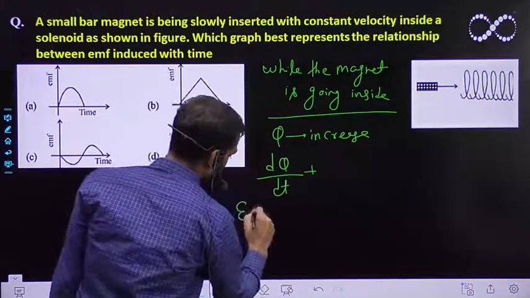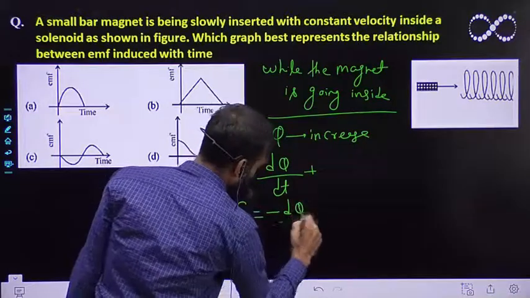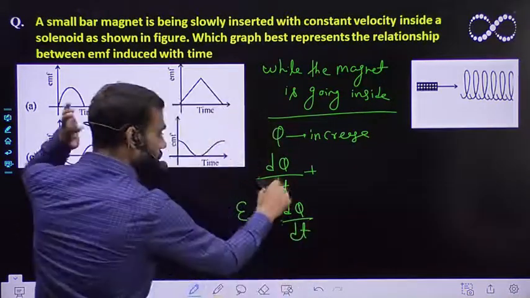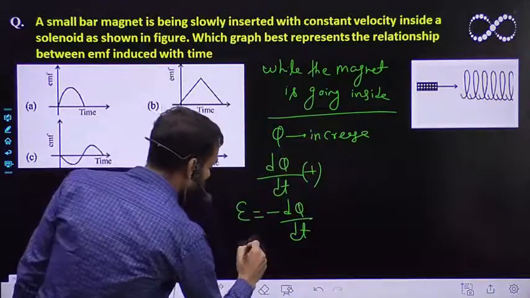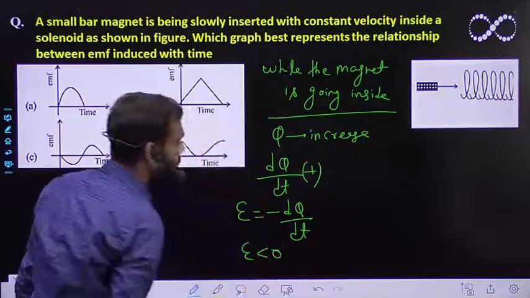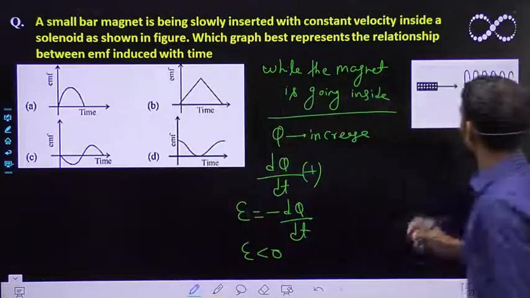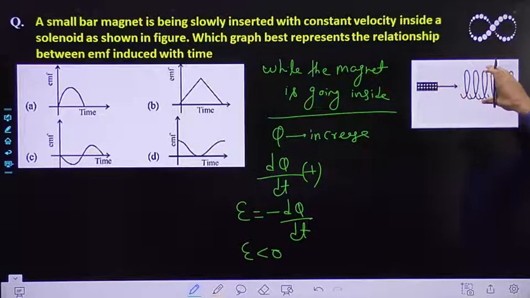So EMF is minus d phi by dt. So since d phi by dt is positive here, because the flux is increasing, the EMF will be smaller than 0. Let us see, after some time the magnet will be inside and then it will come out from the other side.